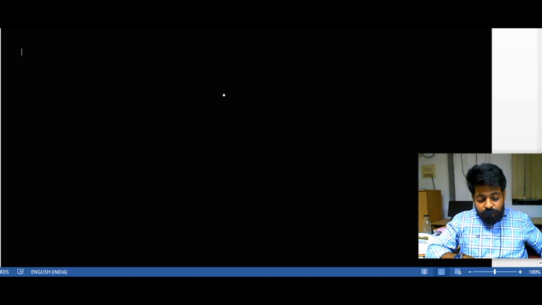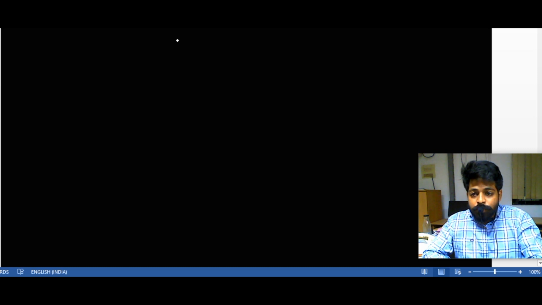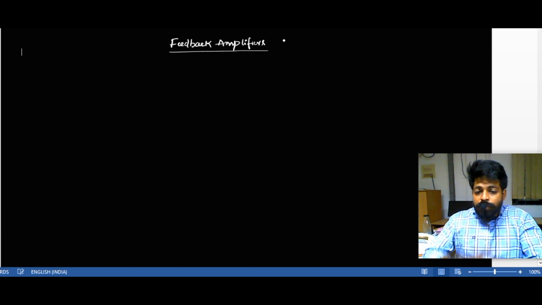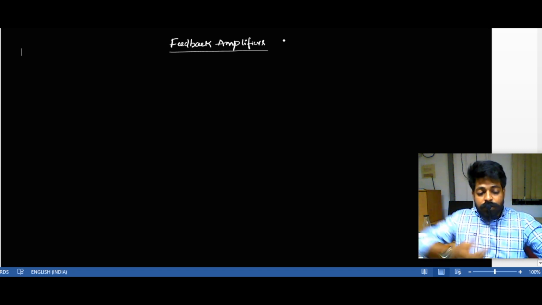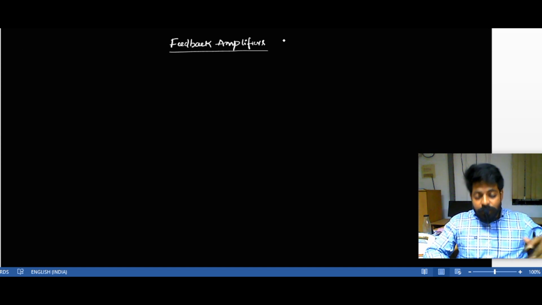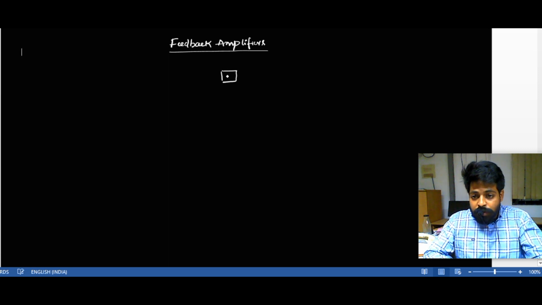Coming to the feedback amplifiers. You should know, if a circuit is given to you, how to identify the topology. For that, we'll go with the block diagram of the feedback amplifier once. This is the amplifier, and this is my beta network.